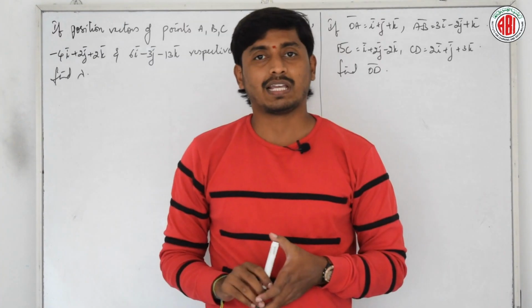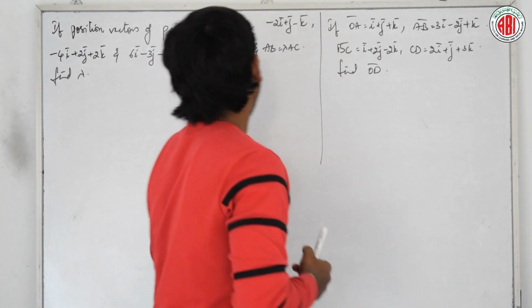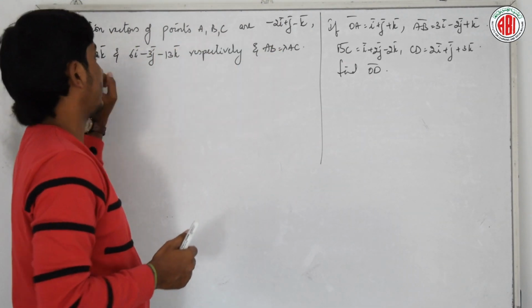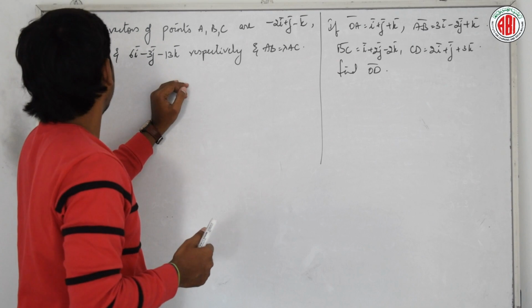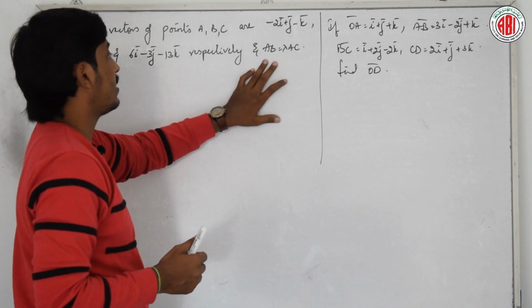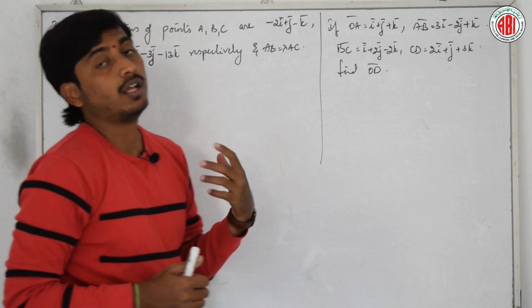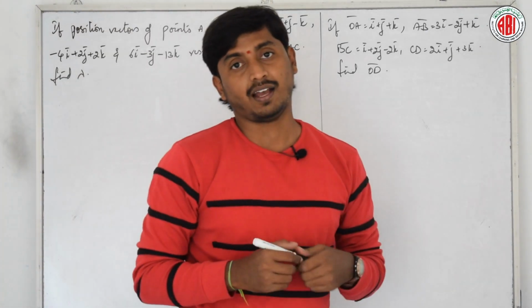Let's do. Look at these questions here. He gave, if the position vectors of the points A, B, C are these vectors, then he's telling that AB equals lambda times something, and he's asking us to find the value of lambda.